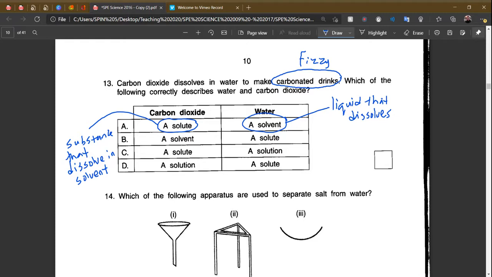So with that information, actually I think I've written the answer. Carbon dioxide is the substance that dissolves in the solvent. It can be in the form of solid or gas, while water is the solvent, the liquid that dissolves. So in this case, for fizzy drink, water is the solvent and carbon dioxide is the gas that dissolves in the solvent. Therefore, the answer is A.